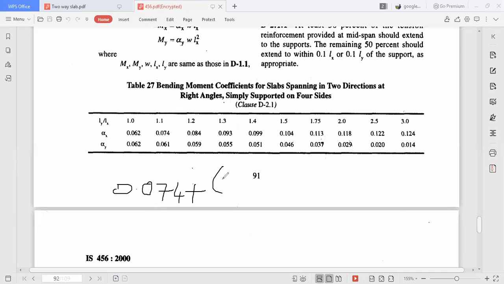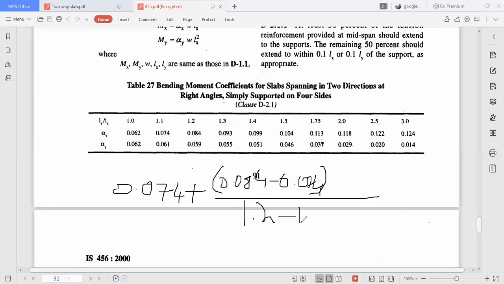The difference between these two, 0.084 minus 0.074, divided by the difference between these two, 1.2 minus 1.1, multiplied by the difference between the required Ly by Lx ratio and the initial value, that is 1.14 minus 1.1. So this is the formula for getting the exact value of alpha x with respect to 1.14 Ly by Lx ratio. The same thing you can see in the material.